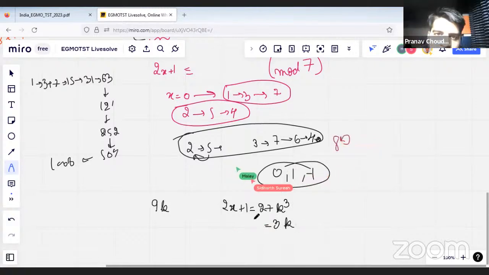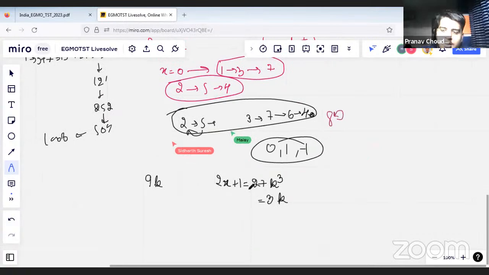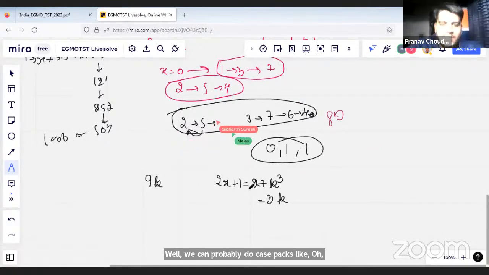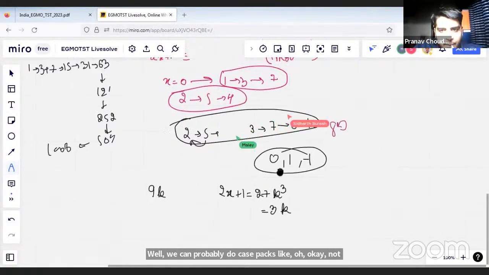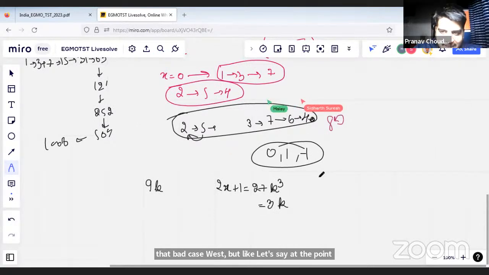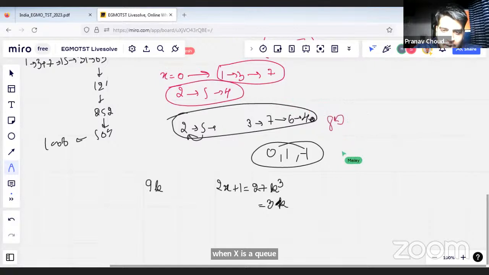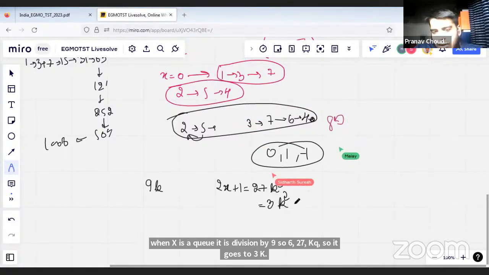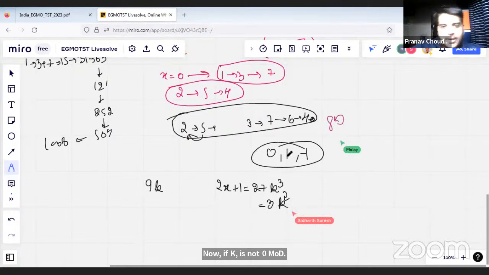Oh, we can probably do case bash. Not that bad a case bash, but let's say at the point when x is a cube, it's divisible by 9. So it's like 27k cube, so it goes to 3k. Now, if k is not 0 mod 9, this will obviously die, right? It's either 3 or 6, in which case it will never be a cube again.